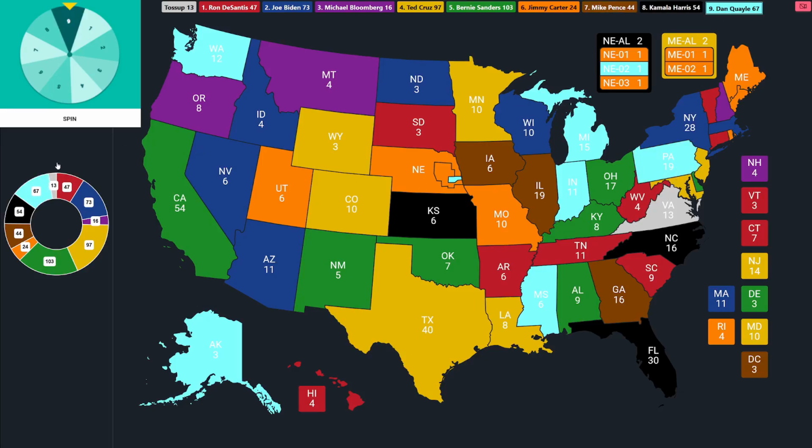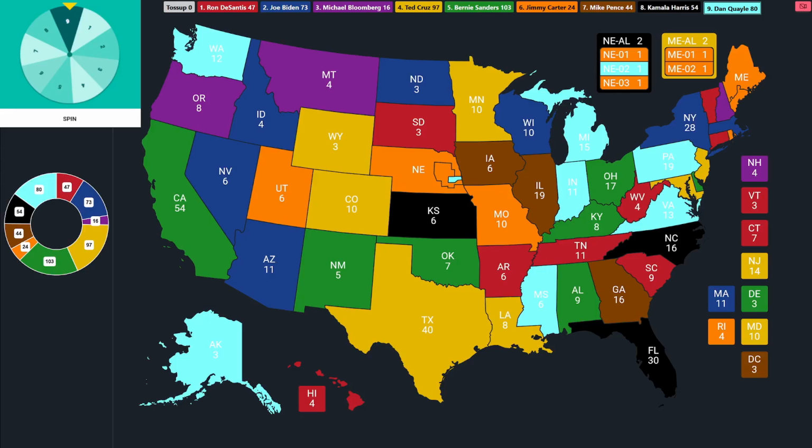Virginia, 13 votes. If it's a 3, Carter is going out. If it's anything other than a 3, Bloomberg is the first one out the door. So here's the final spin in round 1. Is it a 3? No, it's a 9. Dan Quayle going back to back here at the end. And round 1 is in the books.